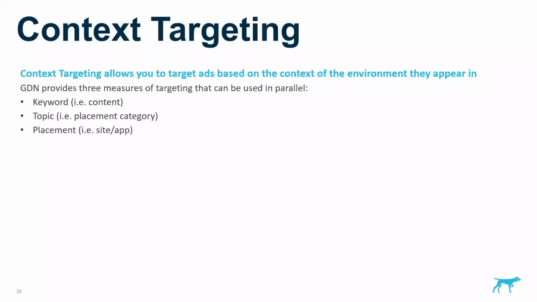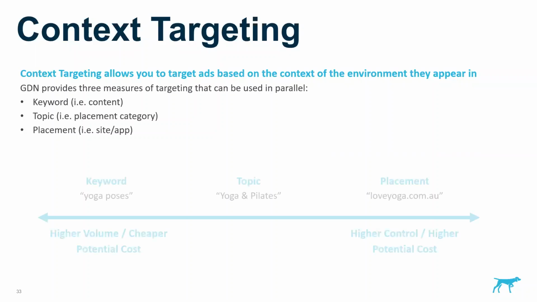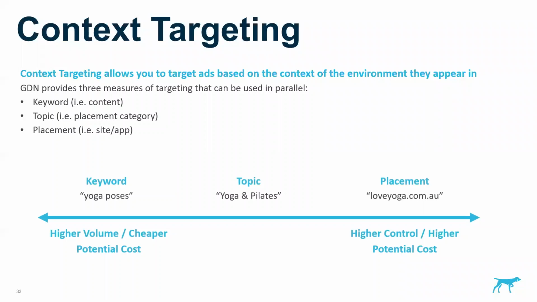Beyond audiences, on GDN we do have context targeting. There are three measures of targeting that can be used in parallel on GDN or individually. Keyword, so content. Topic, which is the placement category or the category of the website. And then the placement itself, so the actual site or the actual app. With these three things, we can use them depending on what scope we want our account to be built out on.